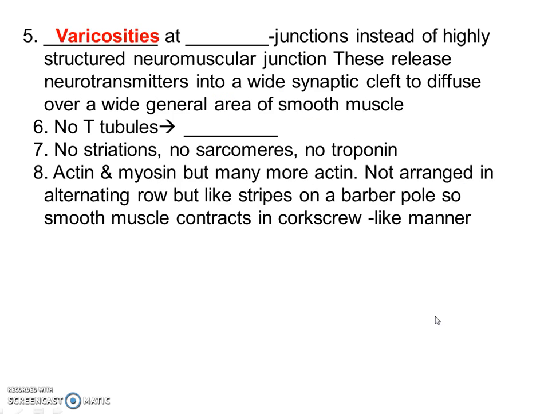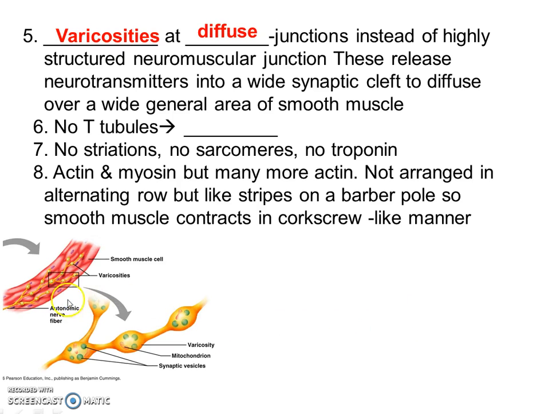Now, instead of having a neuromuscular junction, what we have is varicosities at a diffuse junction, so that you have all of these varicosities branched out across the sheet, and it's going to release neurotransmitters that diffuse across, and so the whole sheet reacts at one time. These release neurotransmitters into a wide synaptic cleft to diffuse over a wide general area of the smooth muscle. There are no T-tubules.